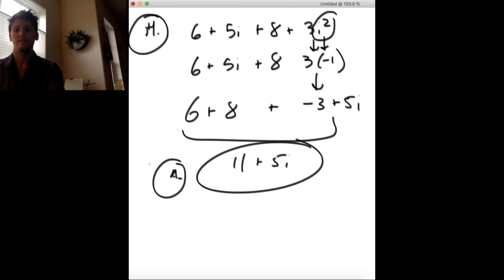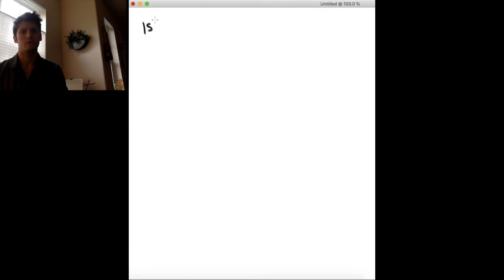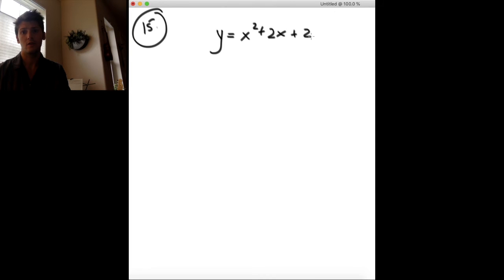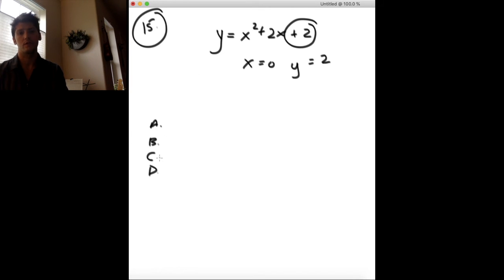Okay, 15 is an interesting one. There's a couple ways of doing it. I'm going to show you a bunch of stuff on 15. First of all, the first thing you would look at is that you have a y-intercept that's been given to you of positive 2. That means when x is 0, y is 2. But every single answer choice has that. So we can't use that to get rid of any answers. They all have a y-intercept of 2.